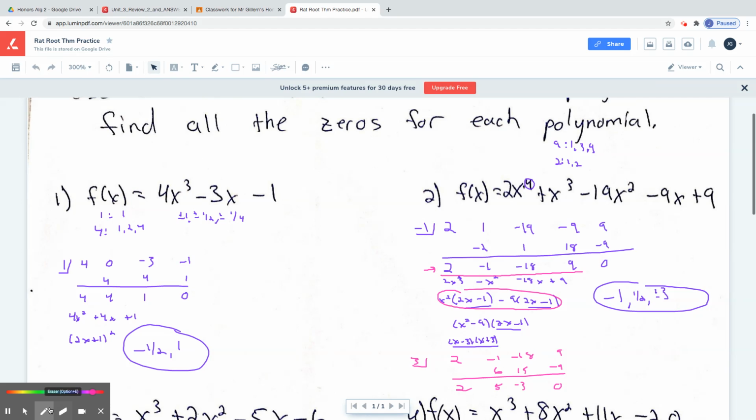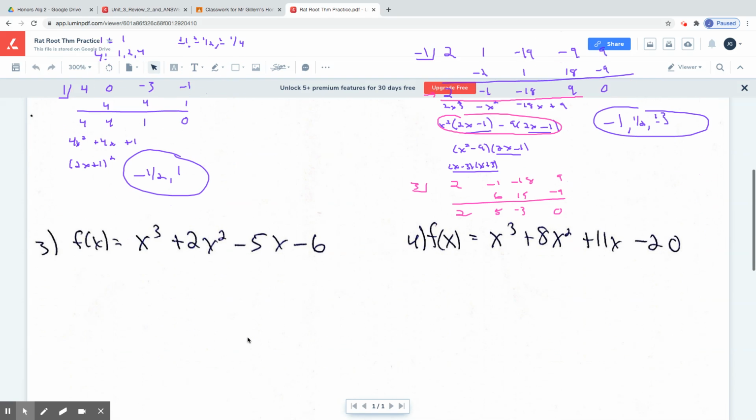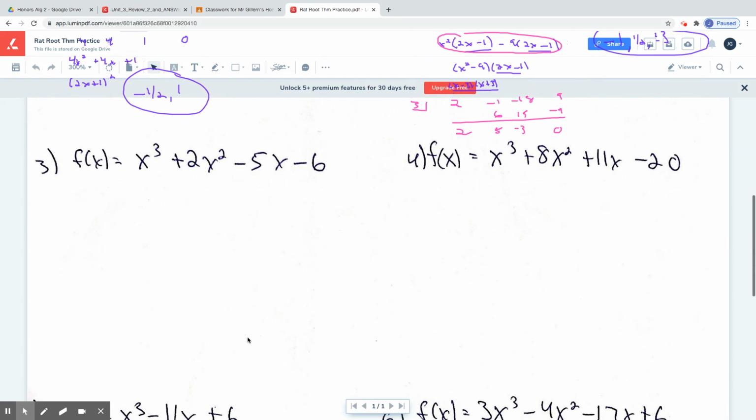All right. So now the rest of them are all cubics, which means once you find 1 zero, you'll be able to solve the other 2 rather easily using a quadratic. All right. So for this one, I have 6 and 1. So it's either plus or minus 1, plus or minus 2, plus or minus 3, or plus or minus 6.